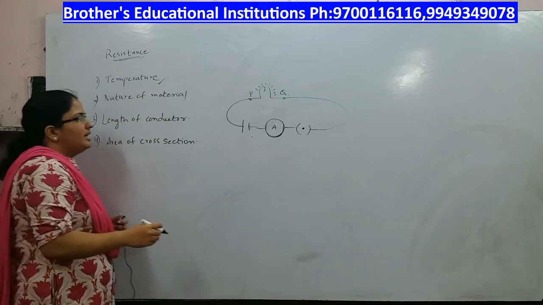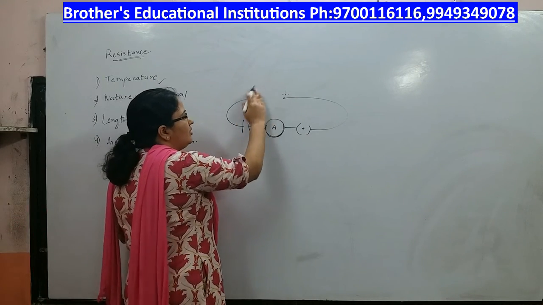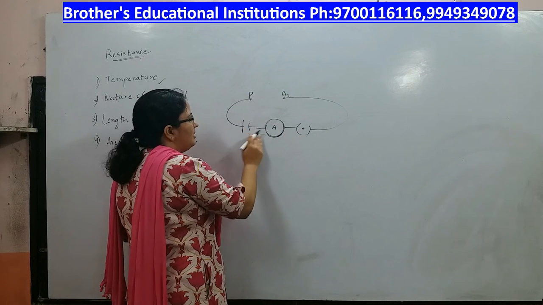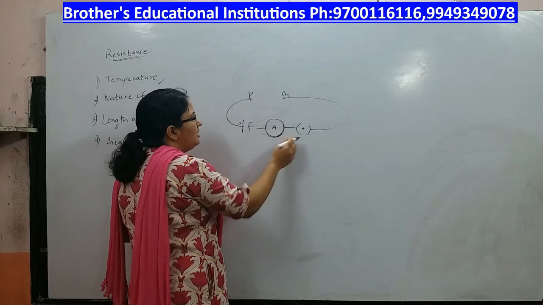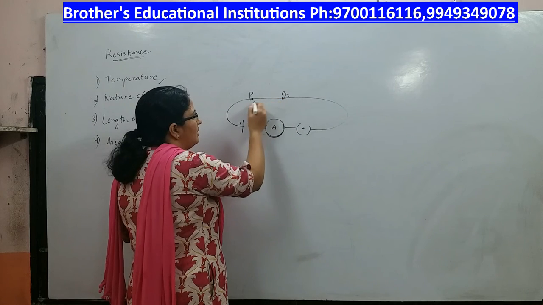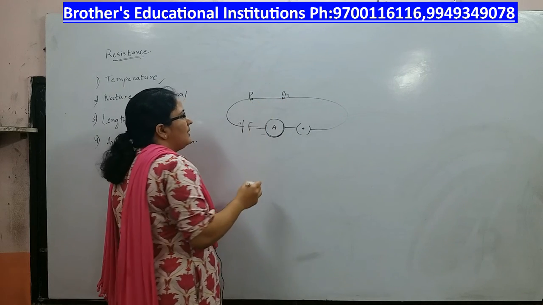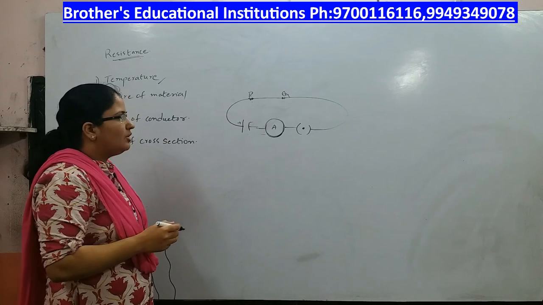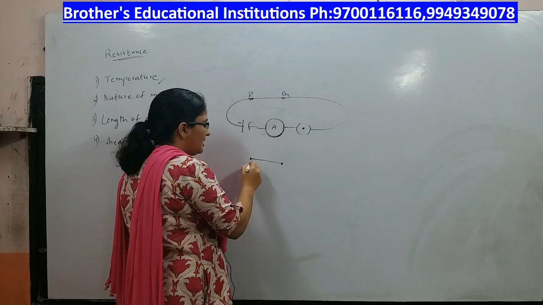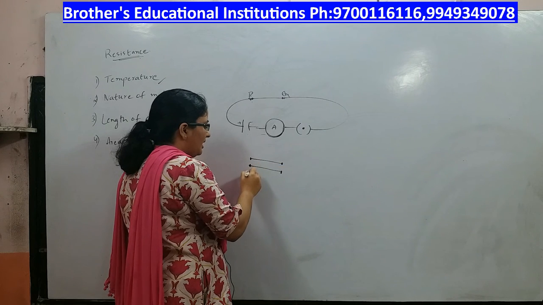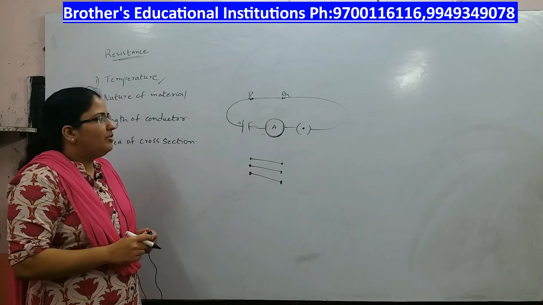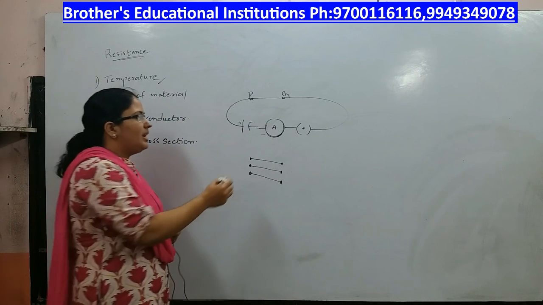Nature of material. Next, take a circuit like this. This is the wire, this is the battery, an ammeter and a switch. Keep different types of wires across the space that you have left, space PQ. These wires should be of the same length and the same cross section area. Once take copper wire, another time take iron wire, and the third time take aluminium wire. You will find that each time the current value is different.